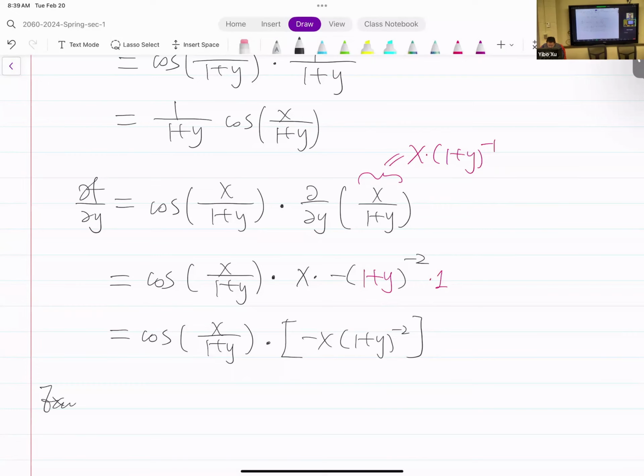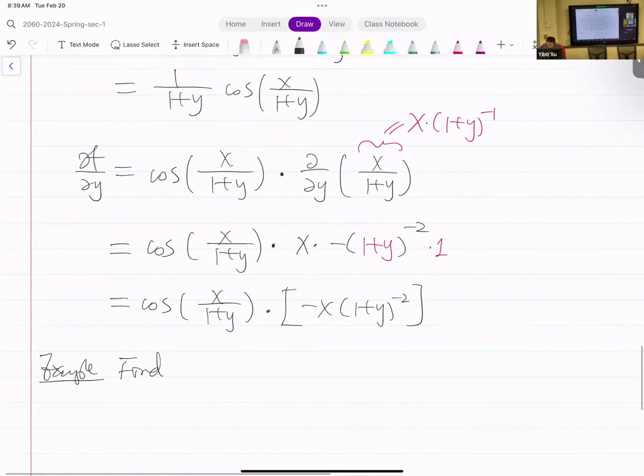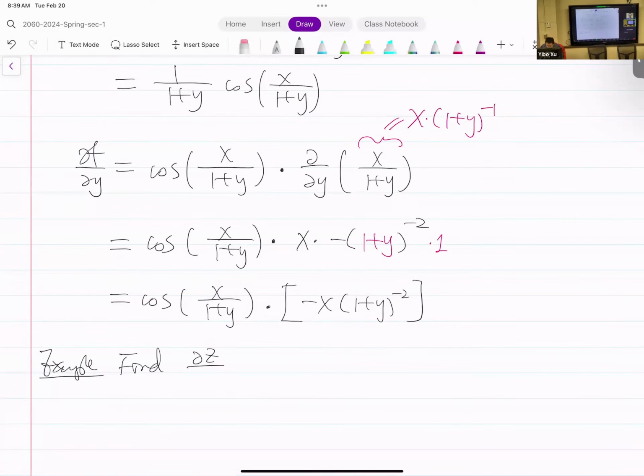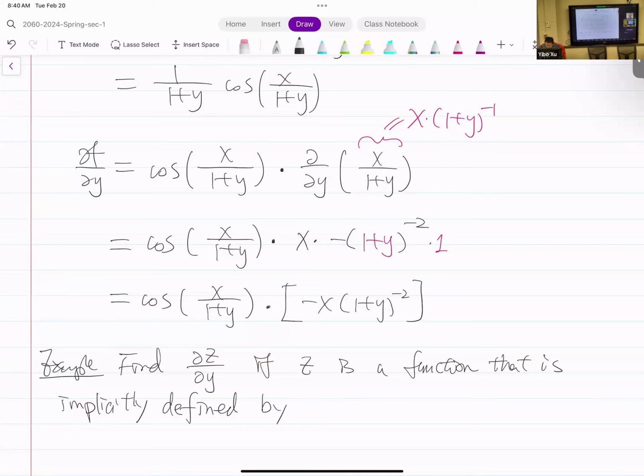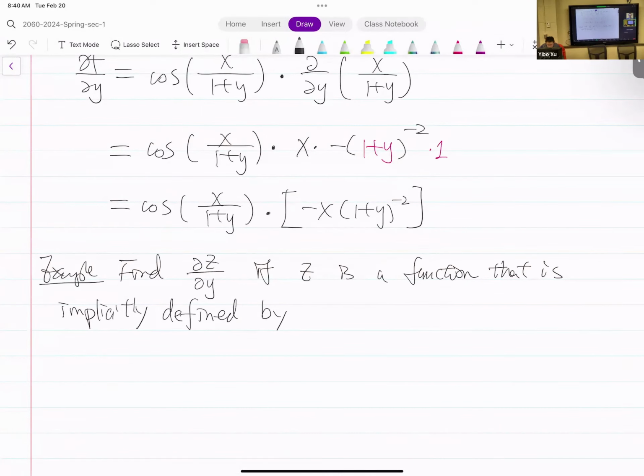Right, example. So now we're gonna look at something more involved. We want to find the partial derivative of the output z with respect to y, if z is a function that is implicitly defined by the following equation. So it's going to be x to the 3 plus y to the 3 plus z to the 3 plus 6xyz equals 1.